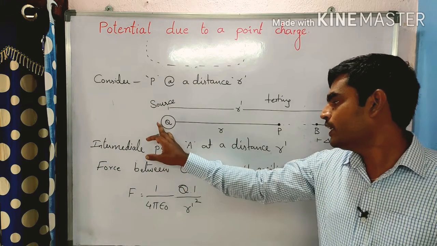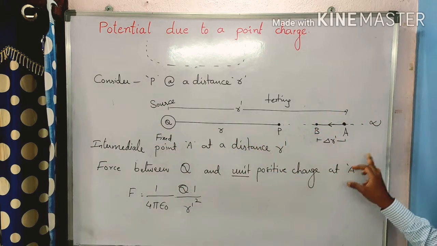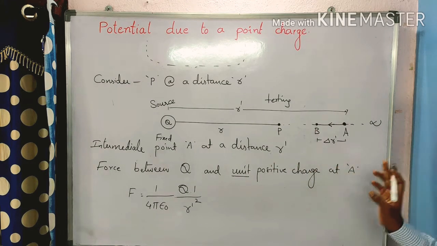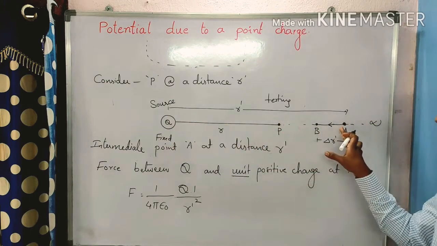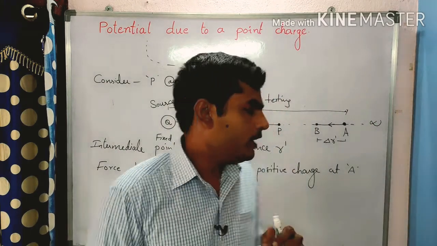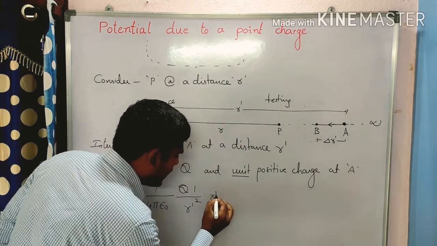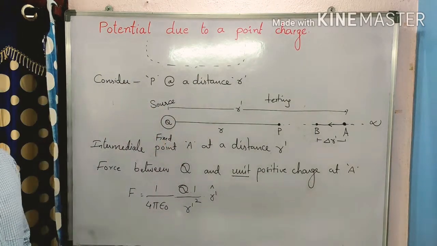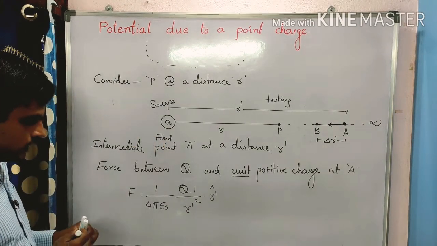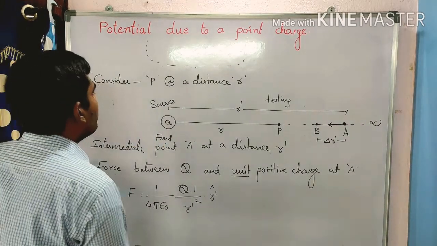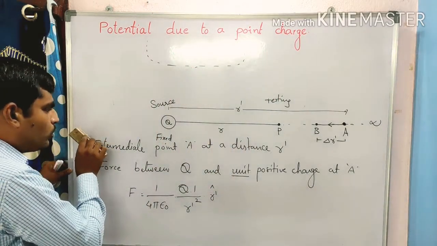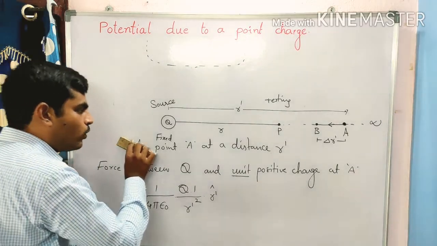So force between Q and a unit positive charge at A, F is equal to 1 by 4 pi epsilon naught q1 q2 by r dash square. Q1 is this one, Q2 is this one, and the distance is r dash. Vectorially we can write this with r dash cap, a unit vector. So vectorially I am writing the force between Q and the unit positive charge. And what is the work done? Because I am finding the electric potential, if I want to know the electric potential, I have to know the work done.